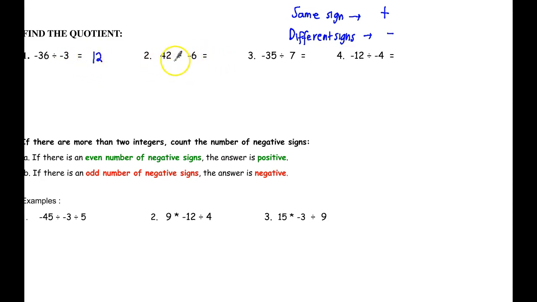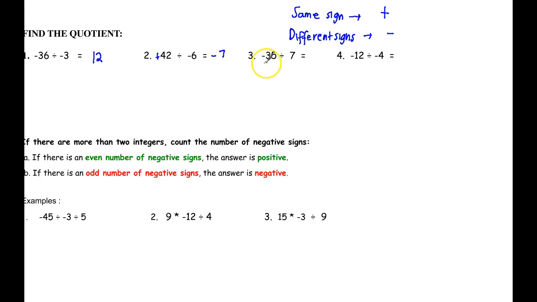Okay, this one, figure out the signs. So this is positive 42 because there's no sign. The default is positive. Positive 42 divided by negative 6. Well, one is positive, one is negative. They have different signs, so your quotient would be negative. And then you figure out the quotient of 42 and 6. So 42 divided by 6, that is 7. So the answer is negative 7.